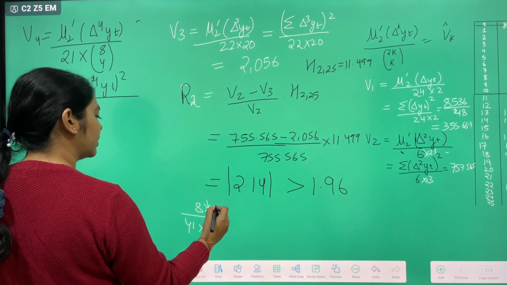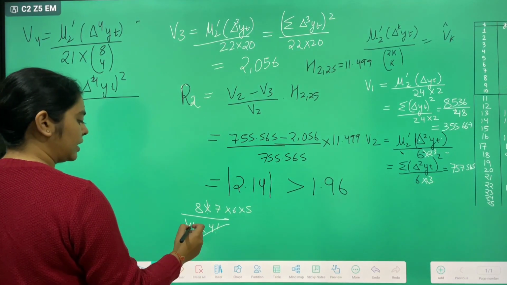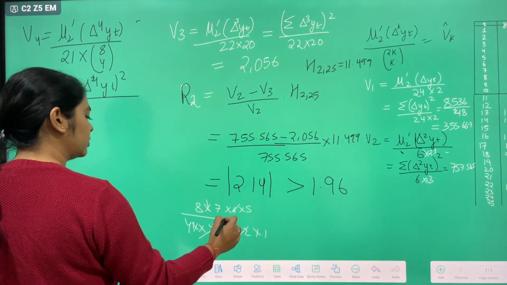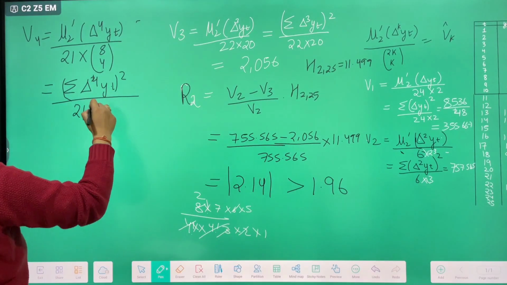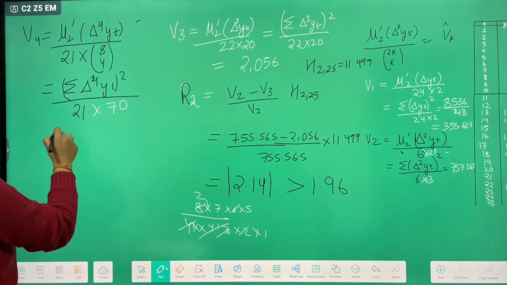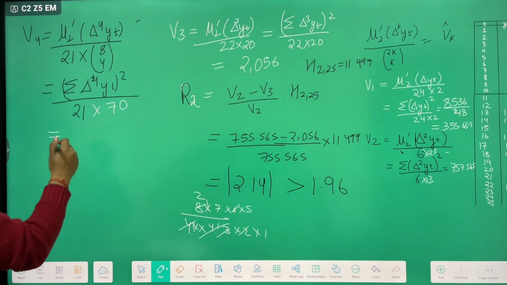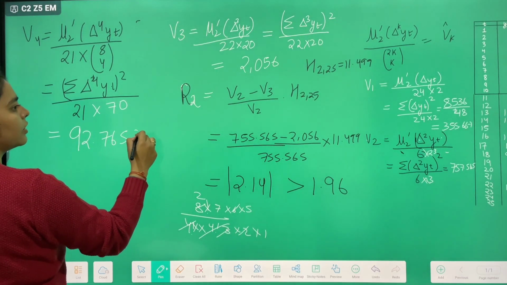8 7 6 5. 4 factorial gets cancelled. 4 3 2 1. 3 2s are 6, 4 2s are 8, 2 5s are 10, 70 into 70. So this comes out to be our V4, 92.7653.